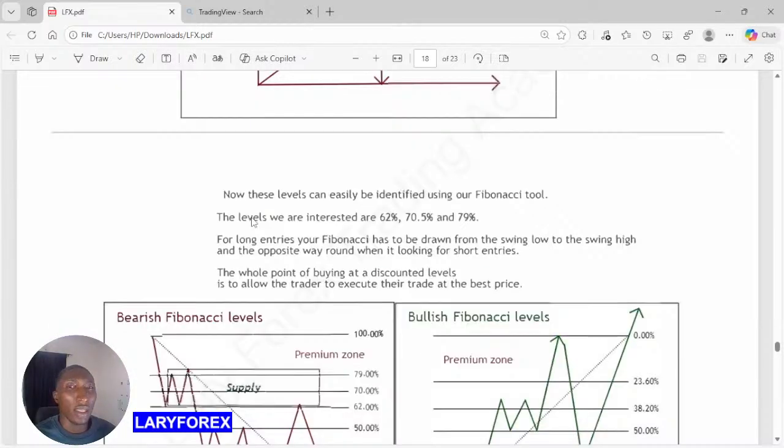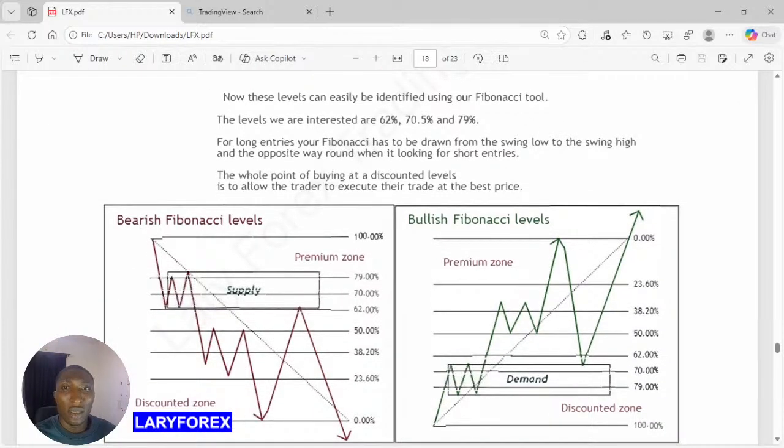These levels are the levels that we are interested in. We're interested in the 62% Fibonacci level, the 70.5%, and the 70% Fibonacci level. Now, these levels are where we identify the premium and discount levels after the equilibrium. All right. So for long entries, your Fibonacci has to be drawn from the swing low to the swing high. Are you guys following?